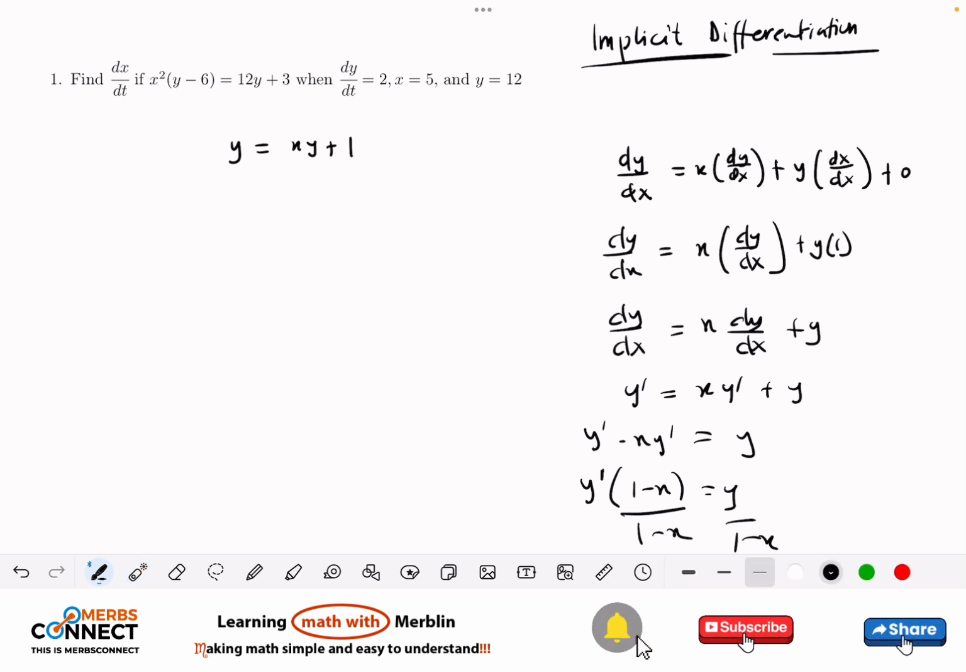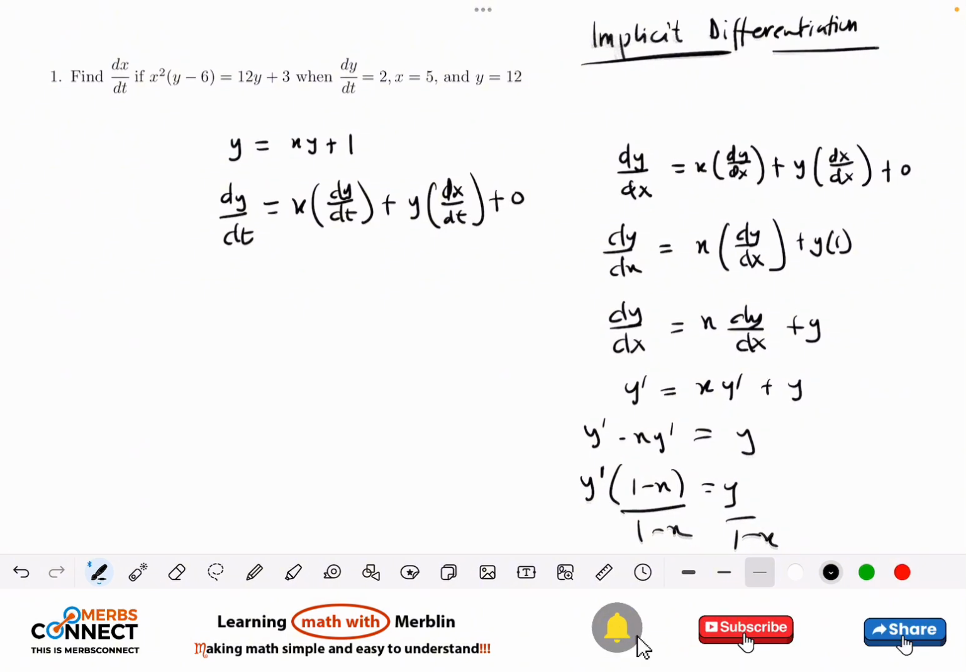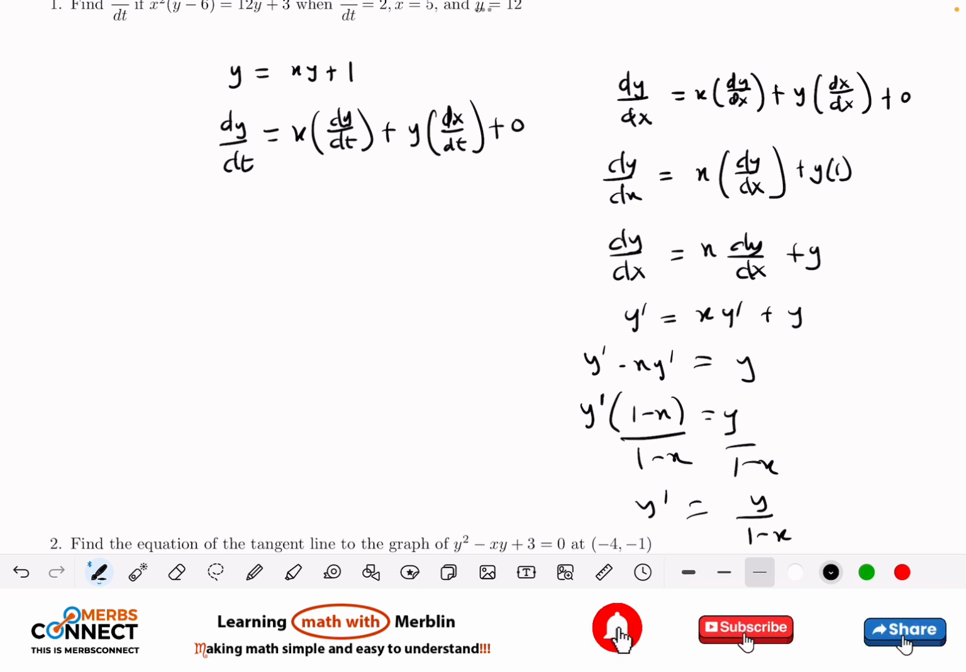Then this one will be dy over dt, which will be equal to... Now we need to use the product rule again. So this one will be: I maintain x, then I differentiate y with respect to t, plus, now I maintain y and I differentiate x with respect to t. When I differentiate one, I'm going to get 0. So what am I going to get? This one will be dy over dt is equal to x dy over dt plus y.